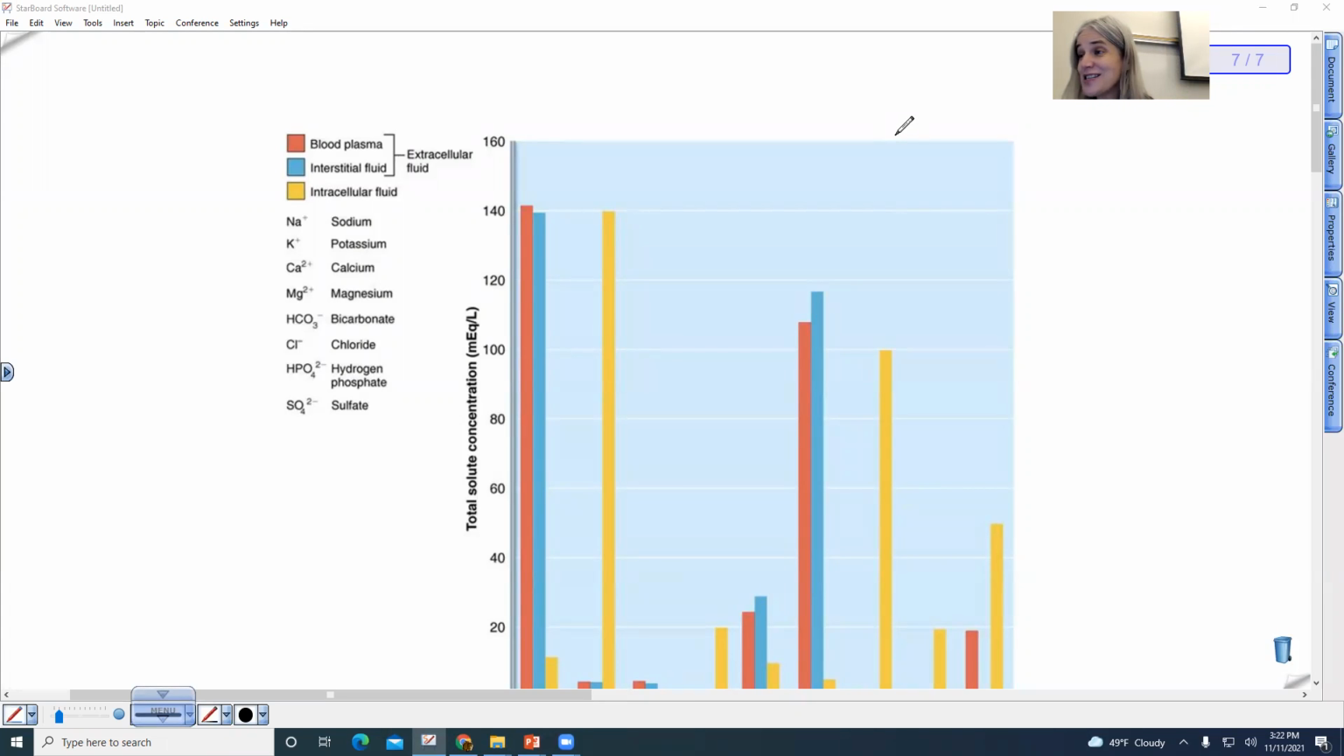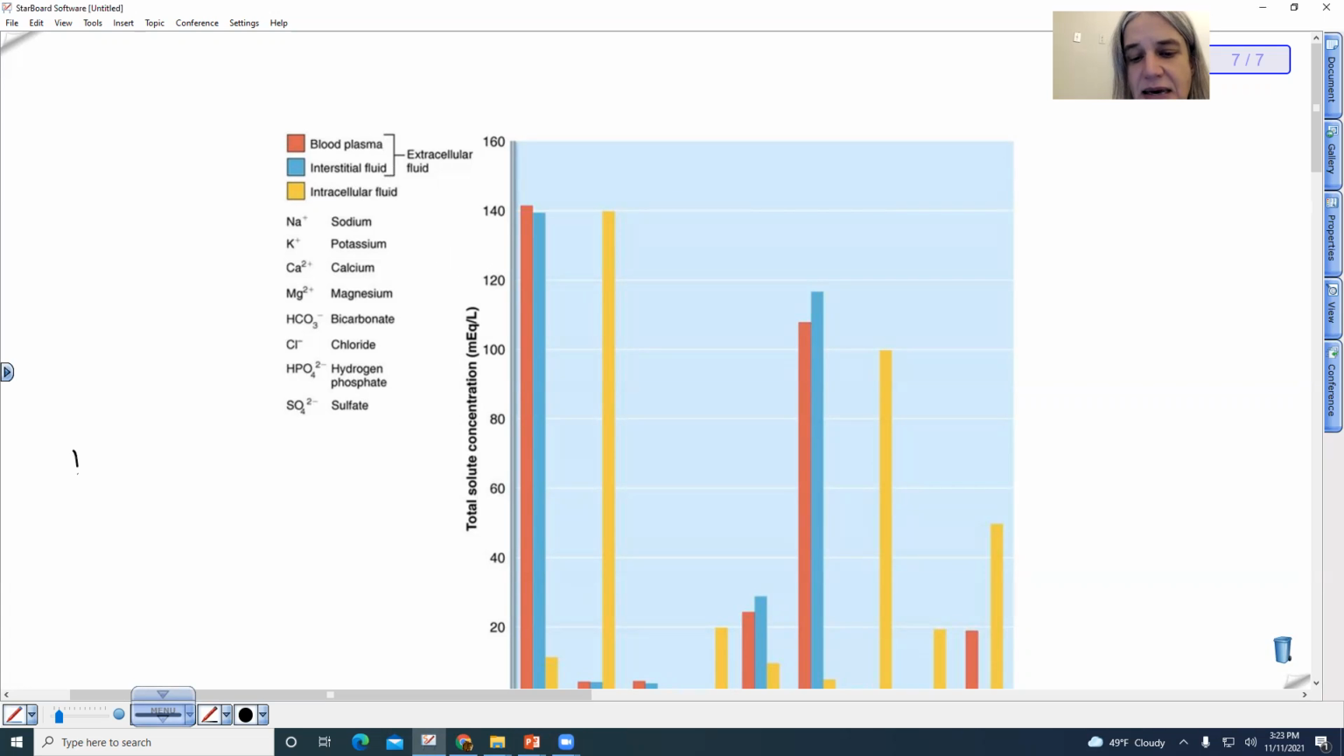Electrolytes have different concentrations depending upon where you're looking for them in the body. Notice that these electrolytes here are charged particles: cations, which are positively charged, and a couple of anions, including chloride and the bicarbonate ion. When we look at the difference, we can look at the extracellular fluid, which is the fluid found in the interstitial space and the blood plasma.